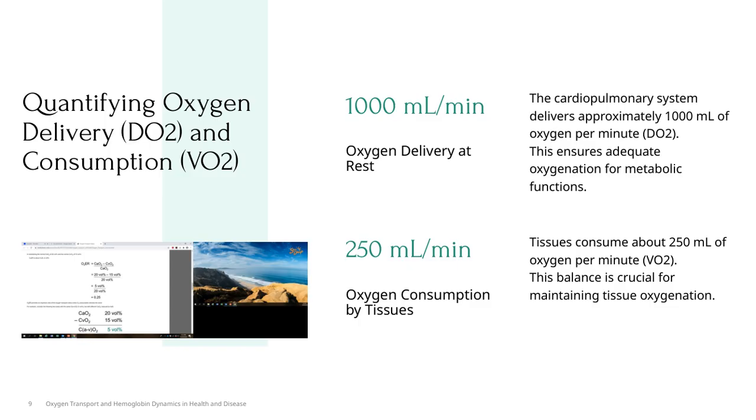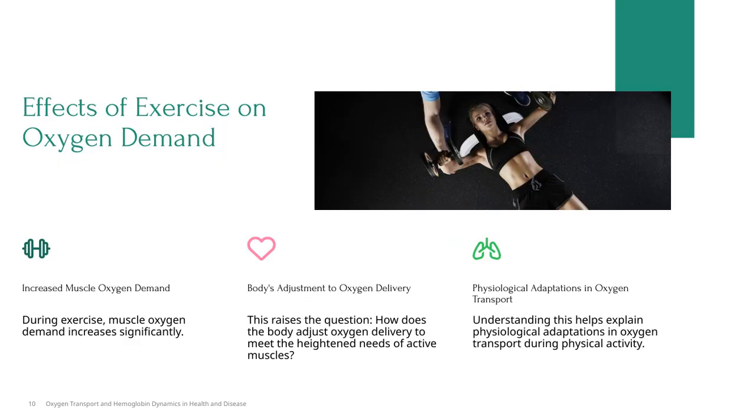Understanding these dynamics helps us appreciate how the body adapts in different conditions, whether during rest or activity, to keep everything functioning smoothly within our overall oxygen transport system. So this slide raises an important question. How does our body adjust oxygen delivery to meet the increased demands of active muscles? When we exercise, our muscles need more oxygen to keep working efficiently. This demand doesn't just happen randomly.